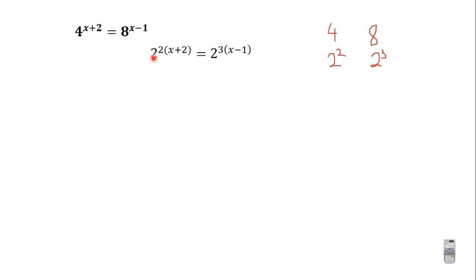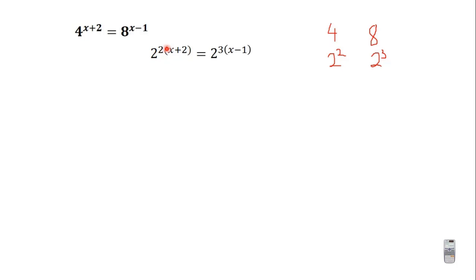So 4 is the same as 2 exponent 2. Don't forget that there's already an exponent x plus 2 there. So 2 times x plus 2. And because x plus 2 is a binomial, we explained in algebra that if you have a single term multiplying a binomial, you put the binomial in a bracket. A binomial is a mathematical expression with two terms. So here we have x and 2, so x plus 2. So we are going to put the one with two terms in a bracket. Then the 2 which is multiplying it will be outside the bracket.